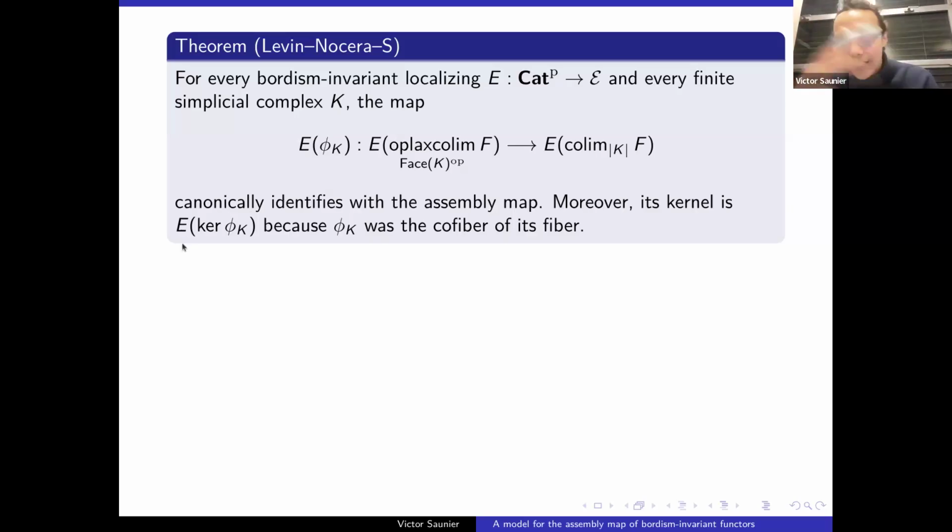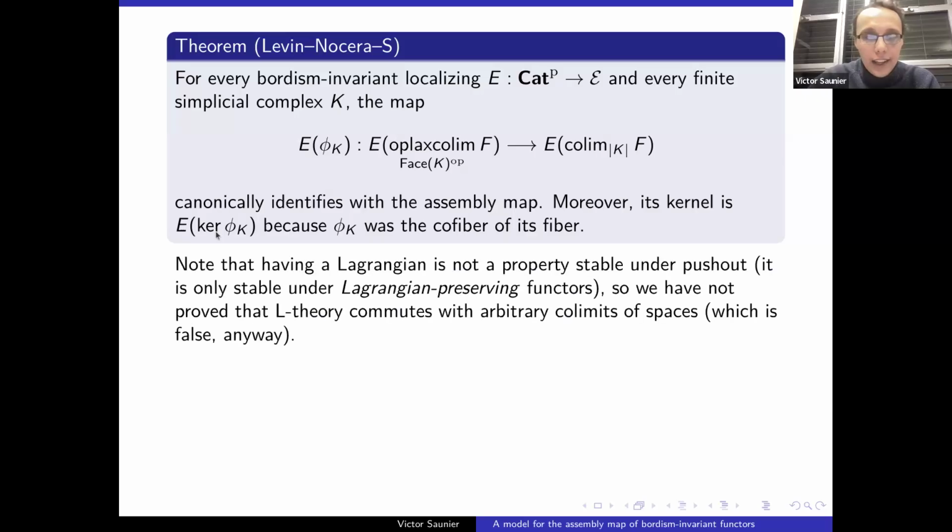It means that, okay, if you want to understand whether the assembly map is an equivalence, you just need to check that this vanishes. Need to be careful here. I checked that for delta n, this worked by showing that there was a Lagrangian. But this is not a property that's stable under pushout. Essentially, it's because duality preserving maps don't have to map Lagrangian to Lagrangian. It's a condition on the functor to preserve the Lagrangian.